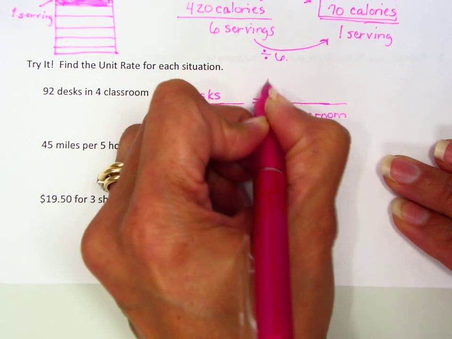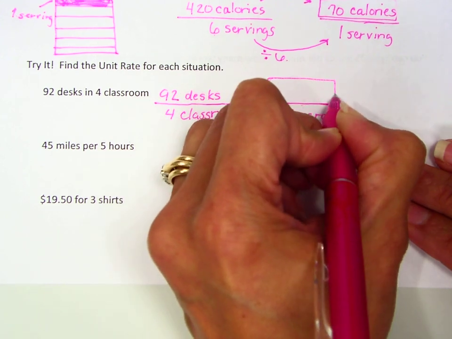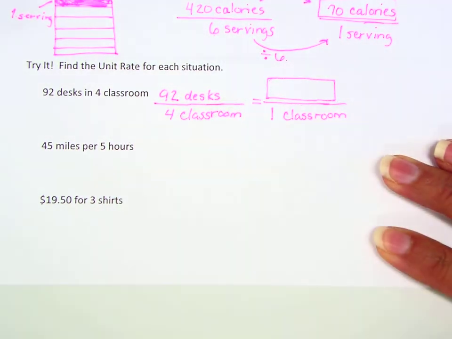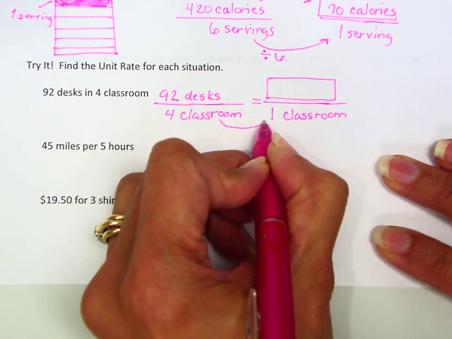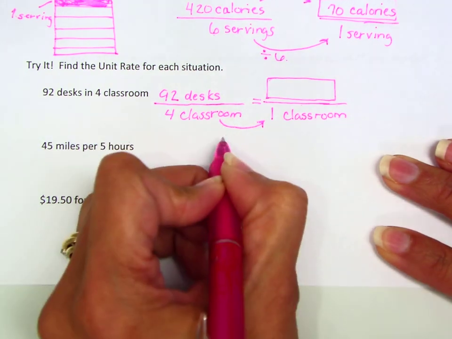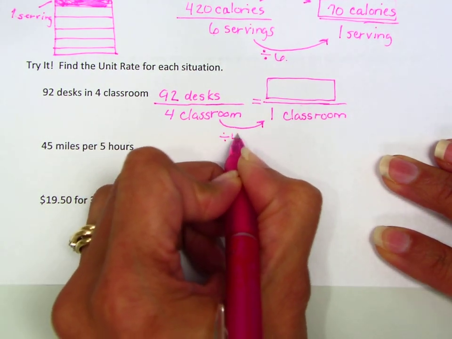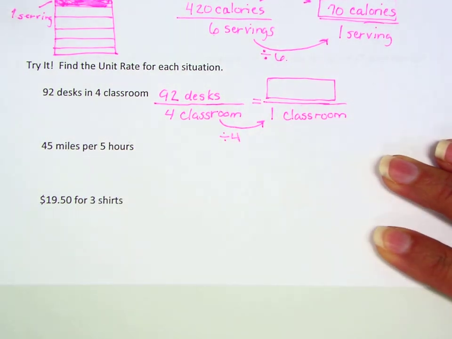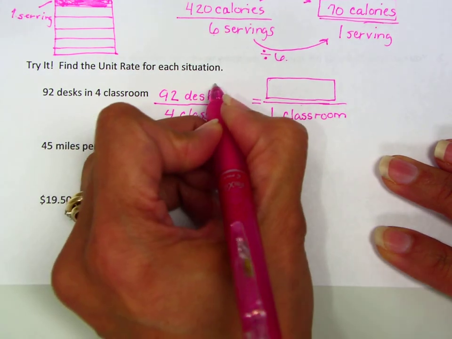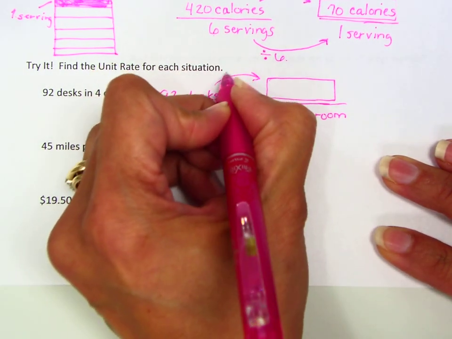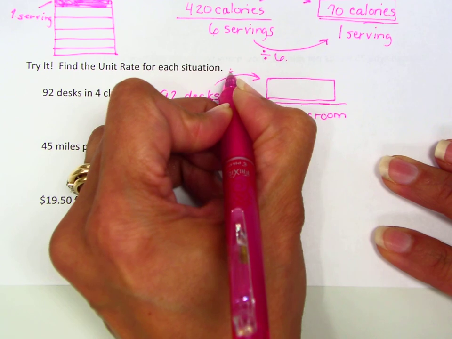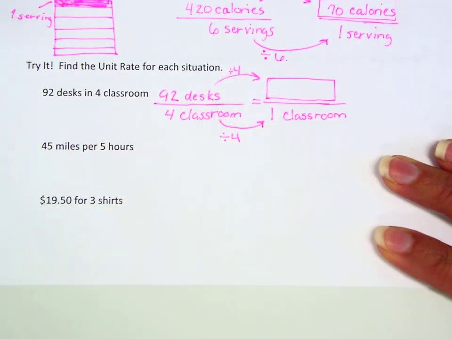And now I need to find how many desks will fit in that one classroom. So to go from a 4 to a 1, we know we divide by 4. So I have to divide the 92 desks by 4 as well. Take a moment to figure it out. Use your calculator if you need to. It's a little bit of a big number.